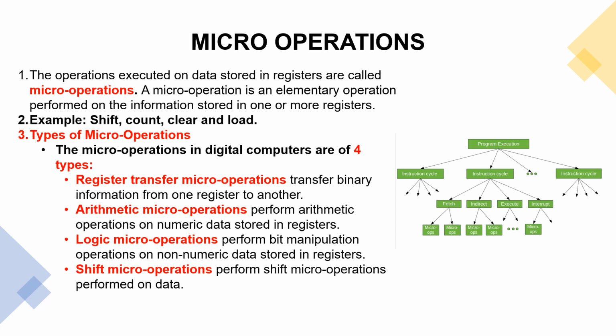Types of micro-operations. The micro-operations in digital computers are of two types. Register transfer micro-operations transfer binary information from one register to another. Arithmetic micro-operations perform arithmetic operations on numeric data stored in registers. Logic micro-operations perform bit manipulation operations on non-numeric data stored in registers. Shift micro-operations perform shift operations on data.